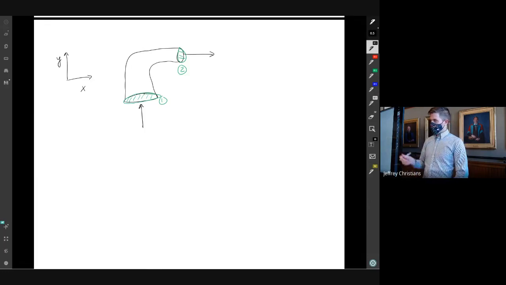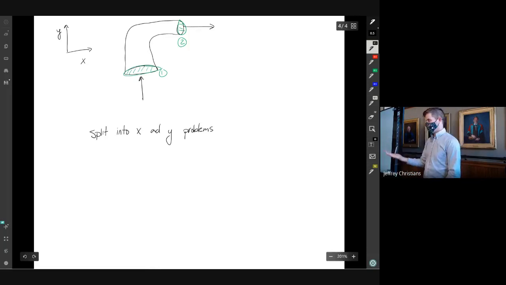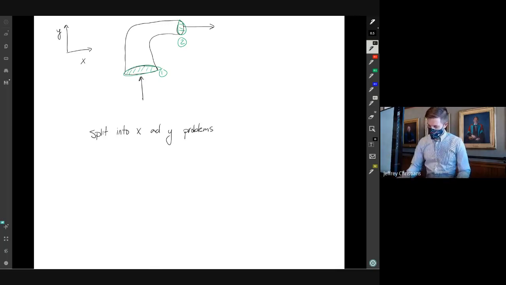How we're going to handle this is the exact same way that we handle things in one dimension. You just have to do 2 separate problems. So we'll split this into X and Y problems. They might have different forces in X and Y, because in Y maybe you have gravity, but gravity doesn't show up in X. So you may have things like that, but they're basically going to be the same problems.